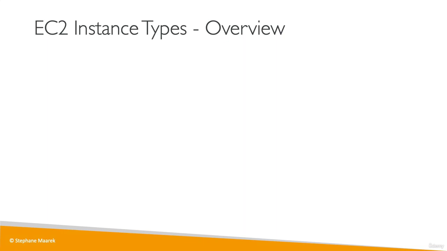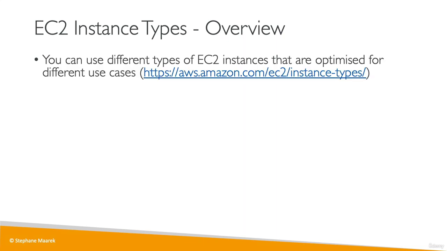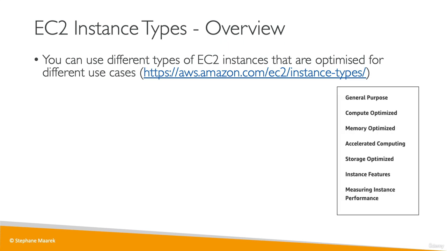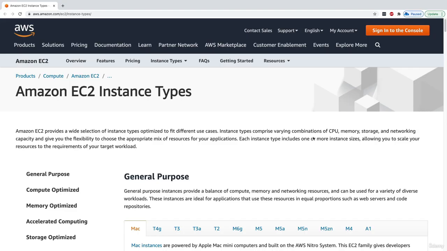Okay, so now let's talk about EC2 instance types. There are different types of EC2 instances that you can use for different use cases, and they have different types of optimization. Let's go check out this link, and we'll see we have, for now, 7 different types of EC2 instances. This page on the AWS website is what we're interested in.